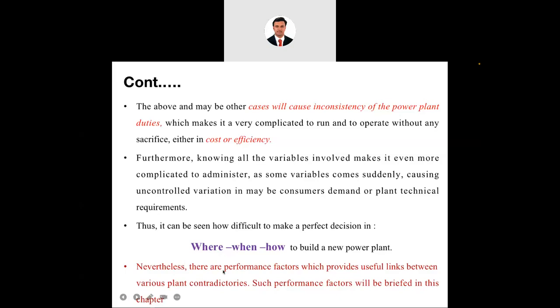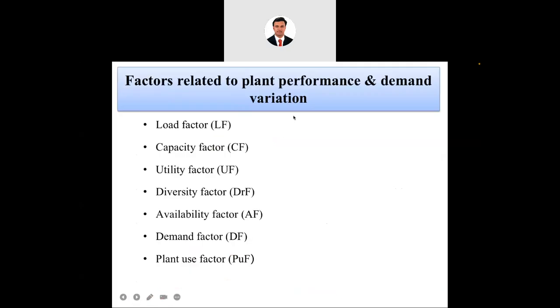Nevertheless, there are performance factors which provide a useful link between the various plant considerations. We are going to study such performance factors in this chapter. What are the performance factors we have to consider before planning any power plant? They are: load factor, capacity factor, utility factor, diversity factor, availability factor, demand factor, and plant use factor. Now, what are those factors and what is the use of those factors?